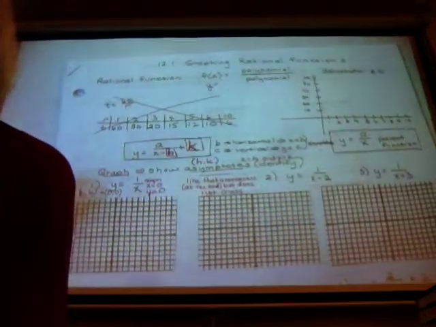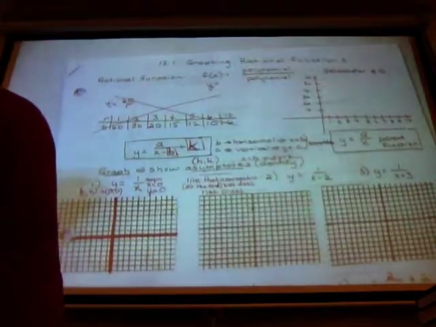So on here, my hk is actually 0, 0. There's nothing being subtracted from x, and there's nothing being added to the function. So my two asymptotes are x equals 0, y equals 0. What are those? X equals 0 is your y-axis, and y equals 0 is your x-axis.